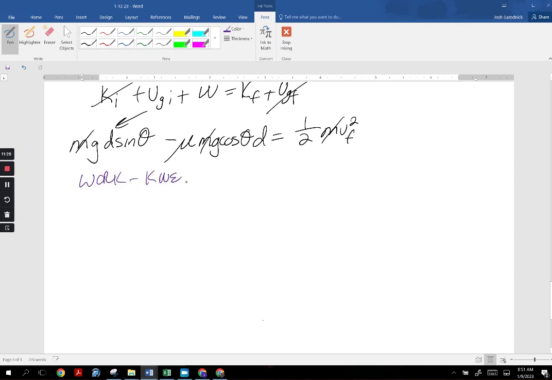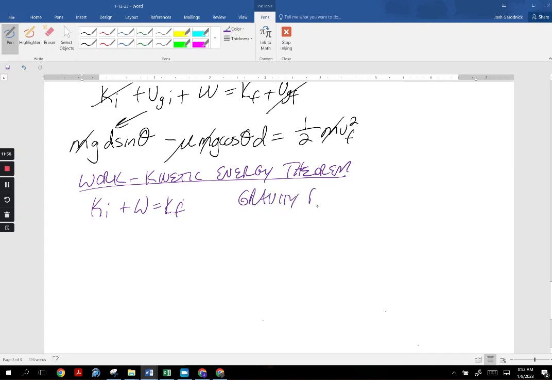kinetic energy theorem. And it's often said this way: work kinetic energy theorem. In this scenario, you simply write out kinetic energy initial plus work equals kinetic energy final. And in this scenario, the gravity does do work.